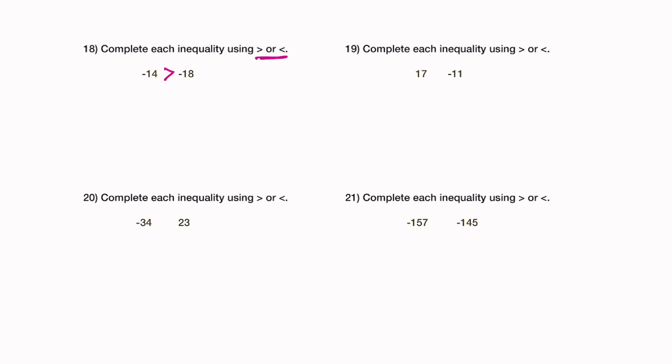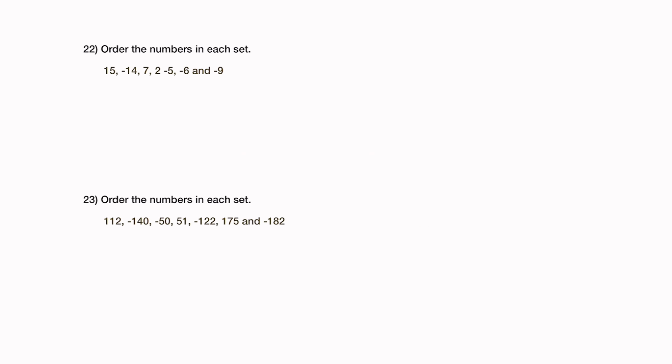17 and minus 11. No need to think. Minus 34 and 23. Again, no need to think. Minus 157 and minus 145. Negative numbers. Smaller is bigger. So minus 157 is smaller than minus 145.